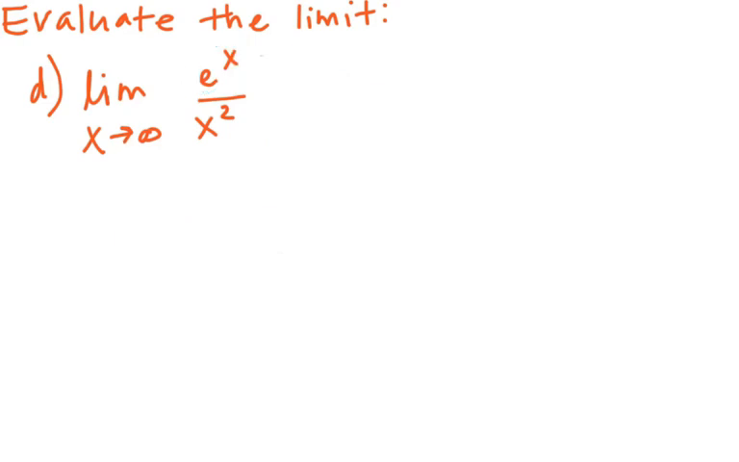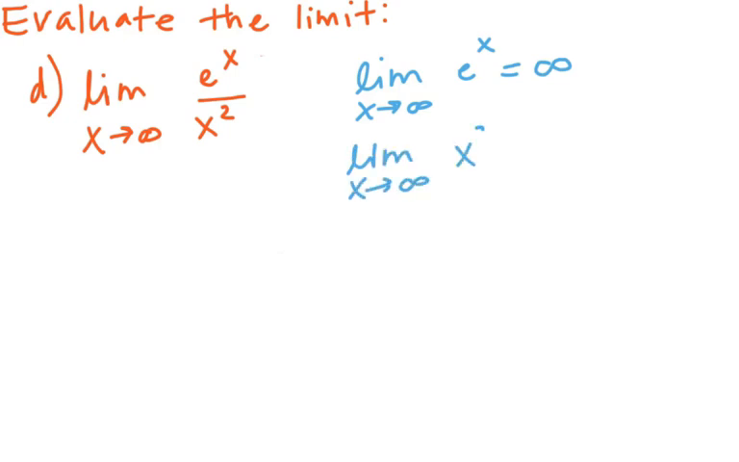But now we're going to try it using L'Hopital's rule. So the limit as x goes to infinity of e to the x is just going to be e to a really big number, which is just a really big number. And the limit as x goes to infinity of x squared is a really big number squared, which is still a really big number. So we'll use L'Hopital's rule here.